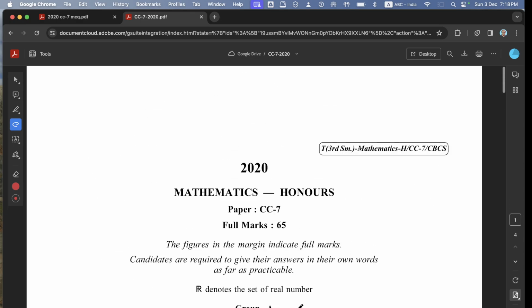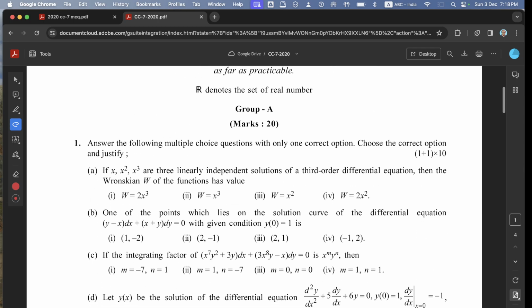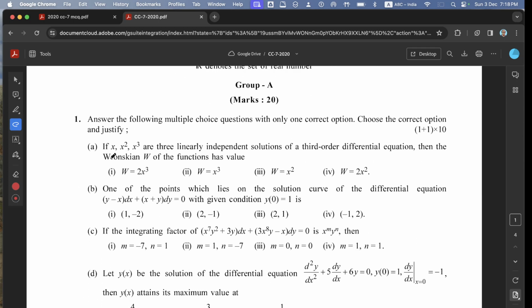Question 1a, 2020. If x square, x cube are three linearly independent solutions of a third order differential equation, then the Wronskian W of the function has value. These are the four options.